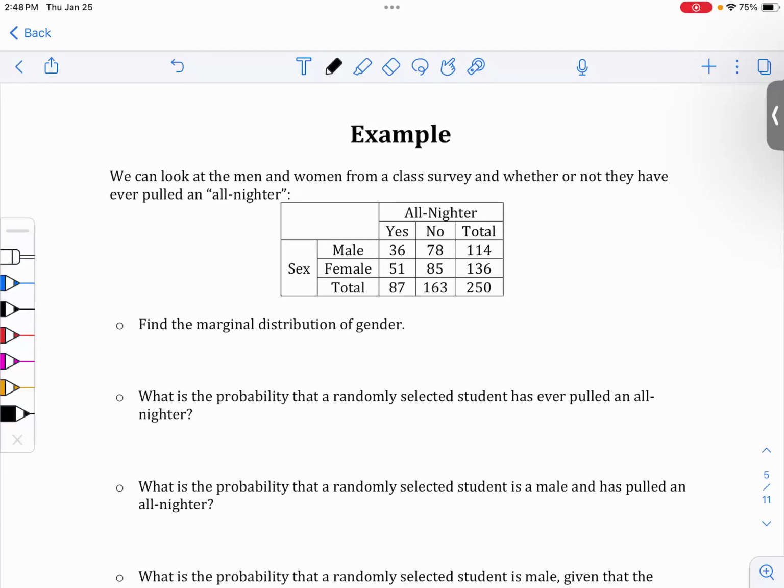So let's start with the biggest one. What is the marginal distribution of gender? Let's break this down piece by piece. Marginal. That is the margin. Where is the margin of your paper? On the side. The edges, absolutely. So that means the edge. Distribution. What does distribution mean?